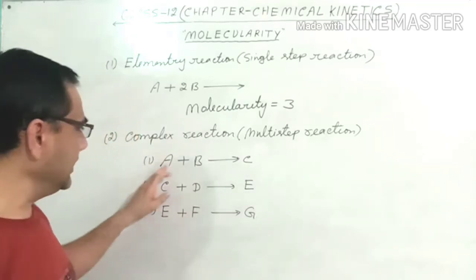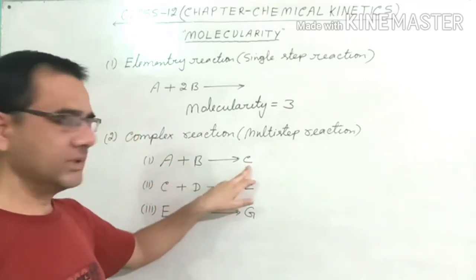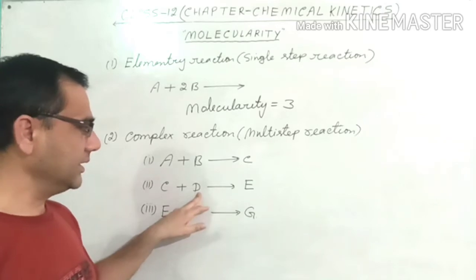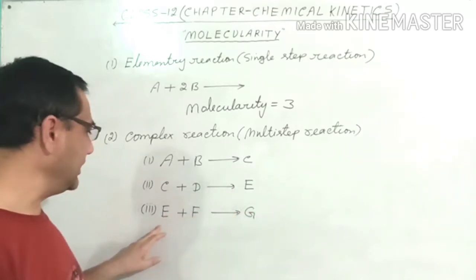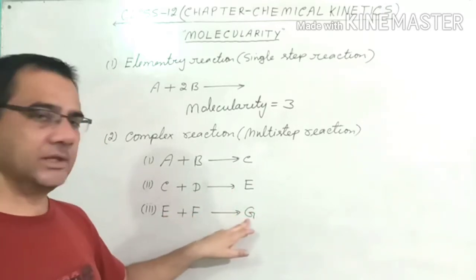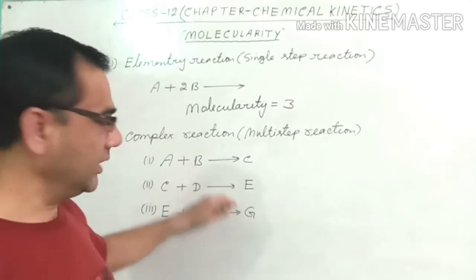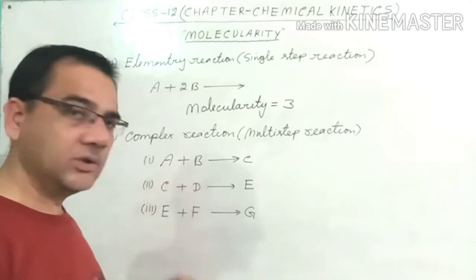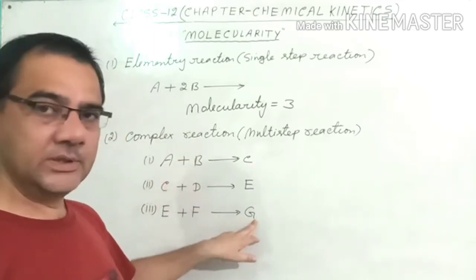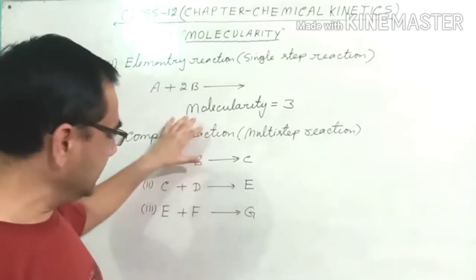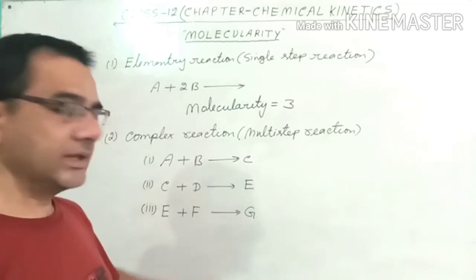The first step is A plus B react together and form C. Then C plus D react together and form E, and E plus F react together and form G. It means if you want to prepare G, then you have to carry out all these 3 steps for the formation of G. When these 3 steps are completed, then you can get the G.